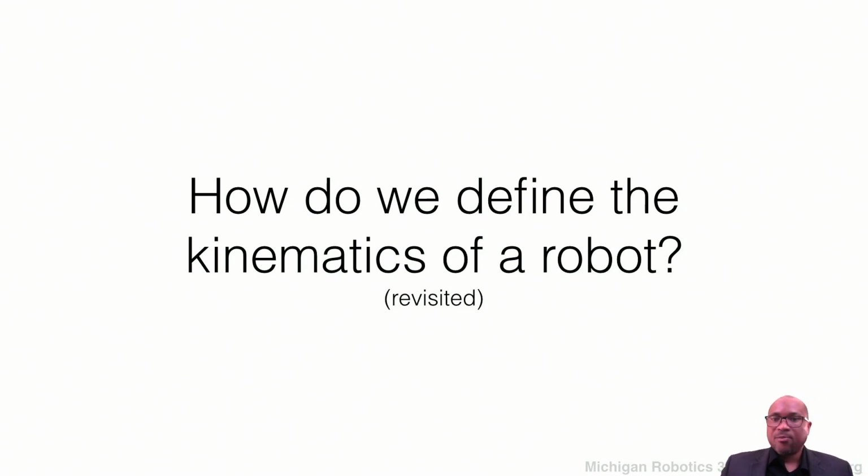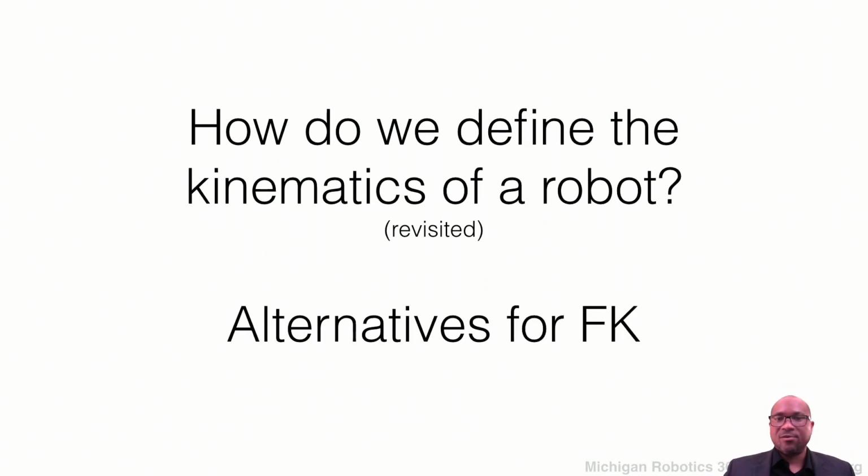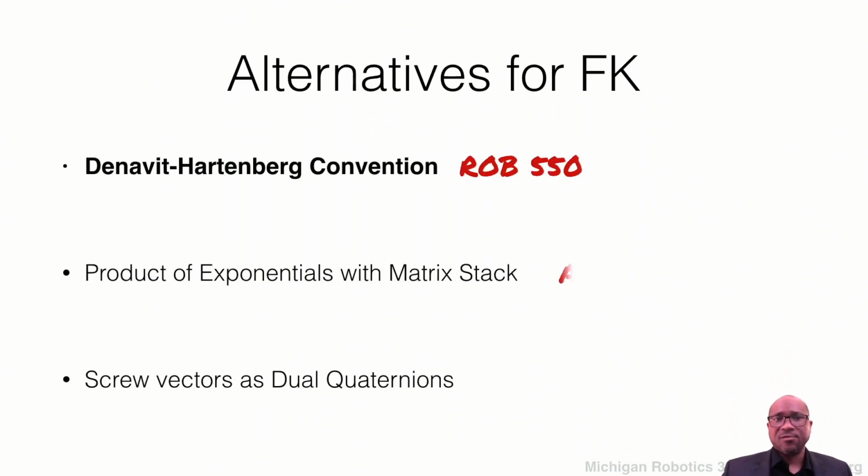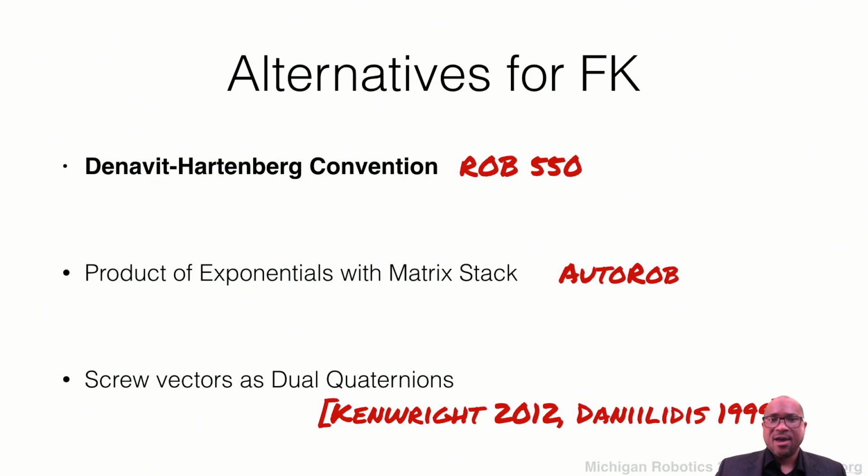And so before we stop and finish off with forward kinematics, I just wanted to go back and talk about some other ways that we could use to define the kinematics of the robot. Just revisit this really quickly. There are a number of alternatives for forward kinematics that we could think about. One of those is the Denavit-Hartenberg convention, and another is to consider screw vectors. If you want to take the traditional approach to representing forward kinematics, that is the DH convention that we have right here.